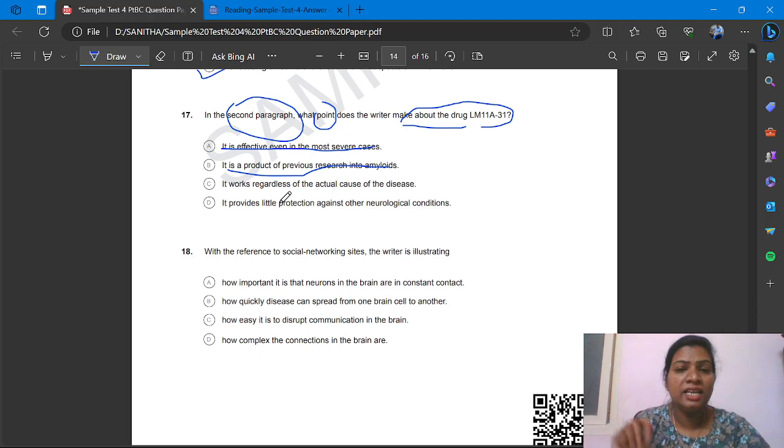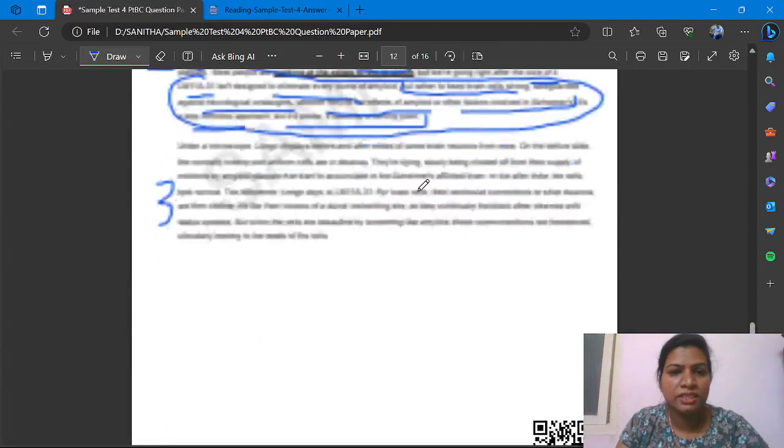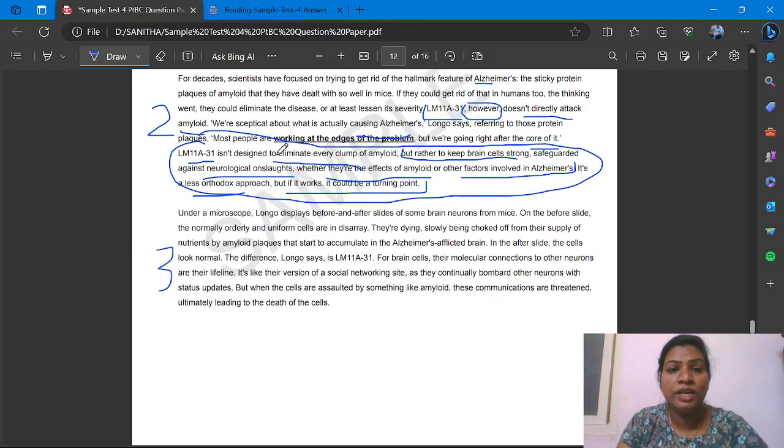It works regardless of the actual cause of the disease. See what it is saying. LM21 is not designed to eliminate every clump of amyloid, but rather to keep brains a strong safeguard against neurological insults, whether they are the effect of amyloid or other factors involved in Alzheimer's. So it's less orthodox as an approach, but if it works, it could be a turning point. See, here we are getting some clues.